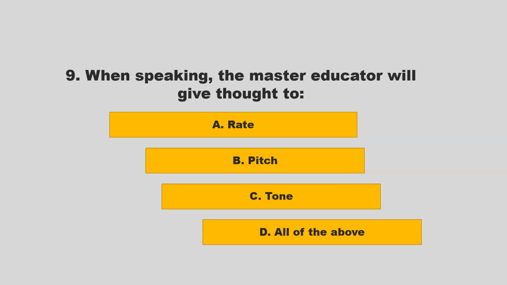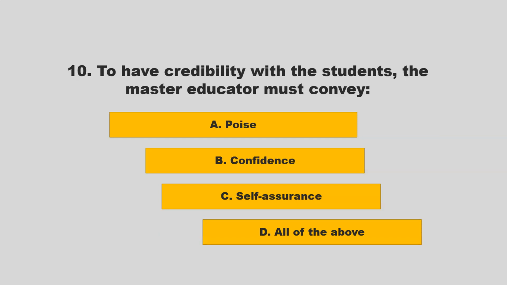When speaking, the Master Educator will give thought to rate, pitch, tone, all of the above. If you chose D, all of the above, you are correct. To have credibility with the students, the Master Educator must convey poise, confidence, self-assurance, all of the above. If you chose D, all of the above, you are correct.